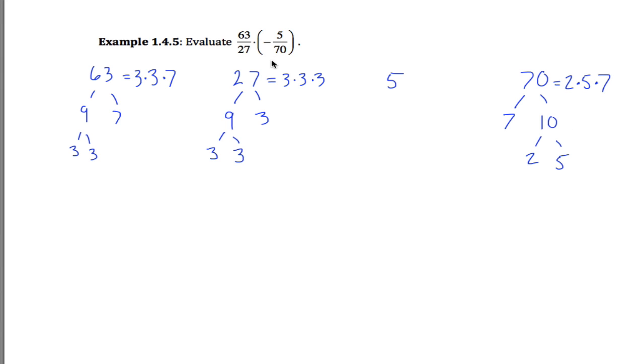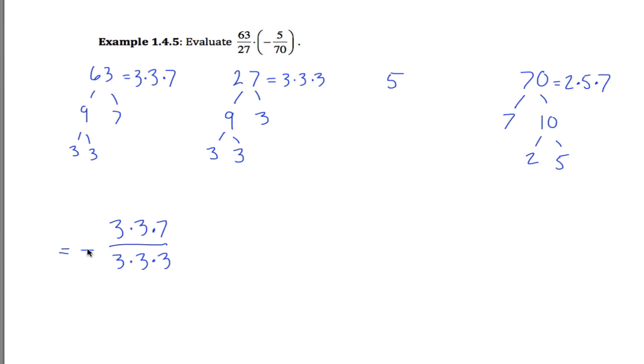And now what we want to do is multiply these fractions. Instead of 63 divided by 27, I can think about it as 3 times 3 times 7 divided by 3 times 3 times 3. And what I want to do is multiply that by negative 5/70. One way to take care of the negative sign is to jump ahead a step and say my final answer is going to be negative because I'm multiplying a positive number times a negative number.